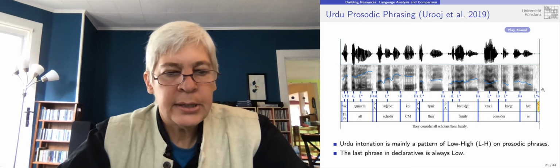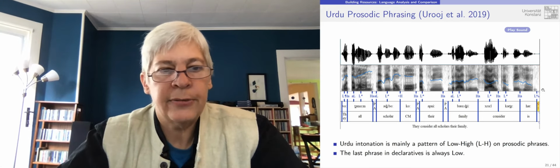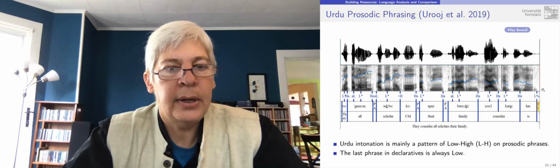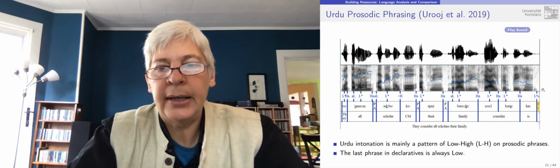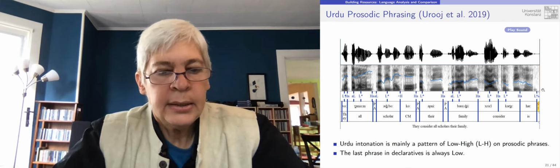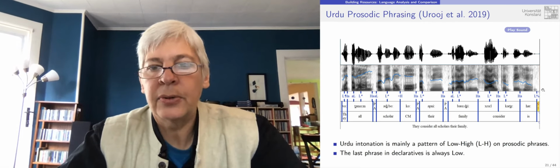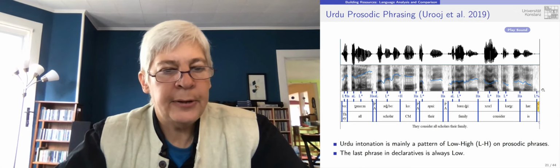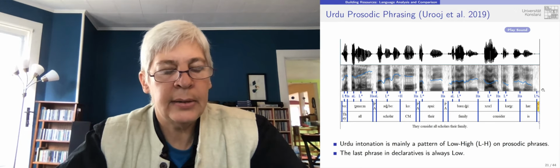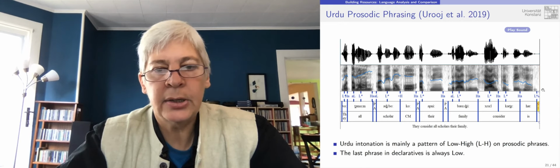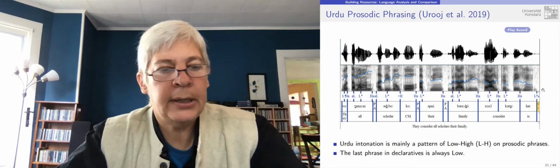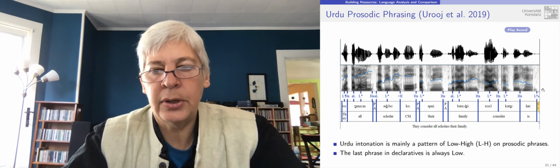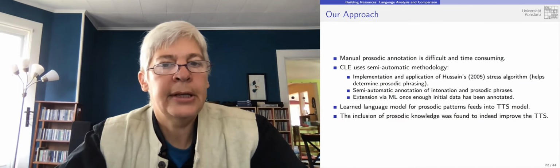So Urdu intonation is mainly a pattern of low-high on prosodic phrases. You can see that over here. Low-high, low-high, low-high, low-high, and then at the end it goes down. The last phrase in declaratives is always low for some reason. So what you can see here is you have the word level transcribed into IPA. You have an English gloss. You have the intonation, low-high annotation. So there's quite a lot going on here, and there could be even more. But that's just some of the basic things.